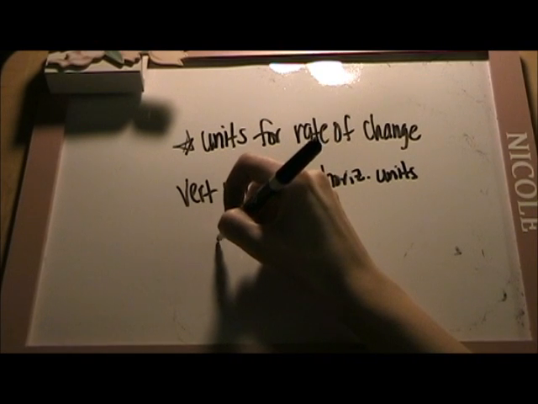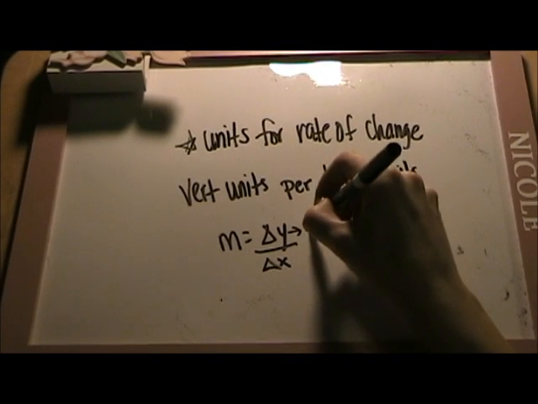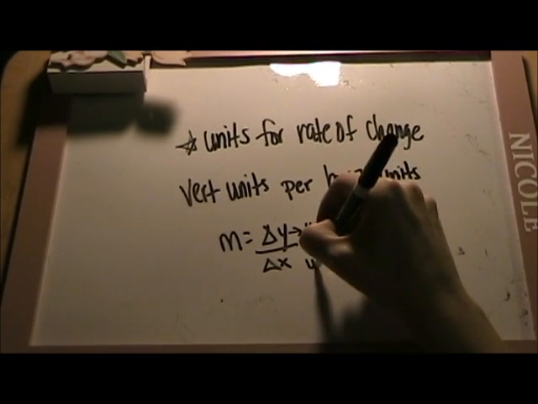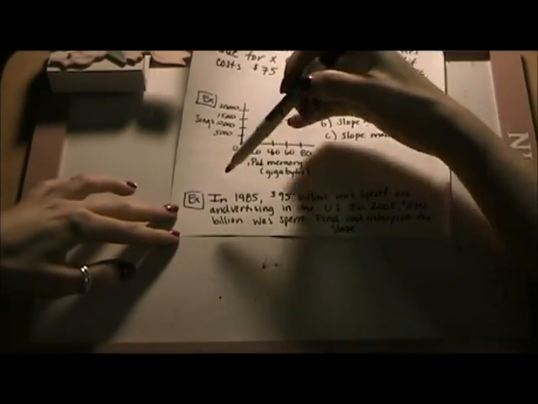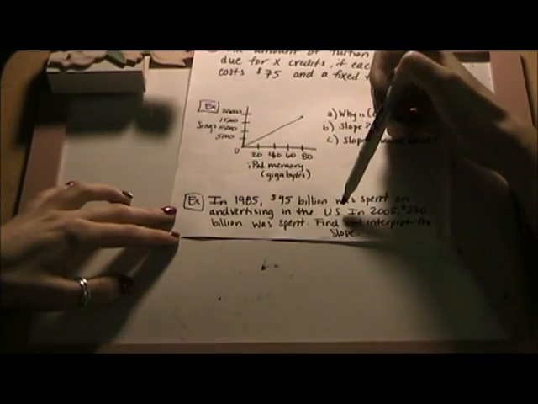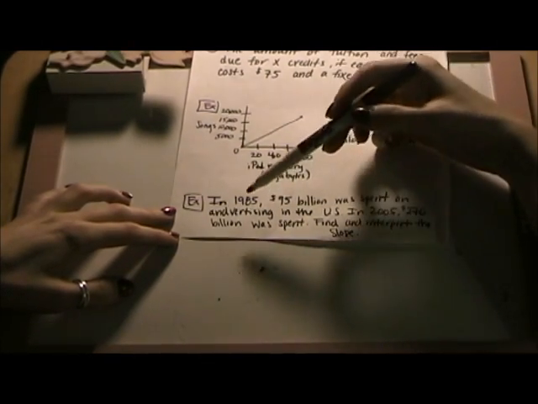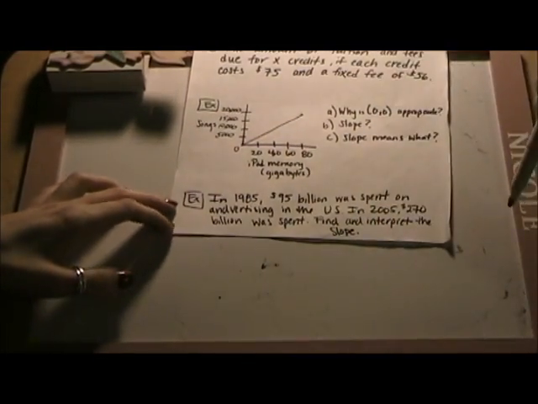And that should make sense because, like we talked about, slope is change in y over change in x. So it would be these units per x units. So whenever you're asked to interpret the slope, that's what you would use. So for example, if we look at this word problem right here, it says in 1985, 95 billion was spent on advertising in the US. In 2005, $270 billion was spent. Find and interpret the slope.